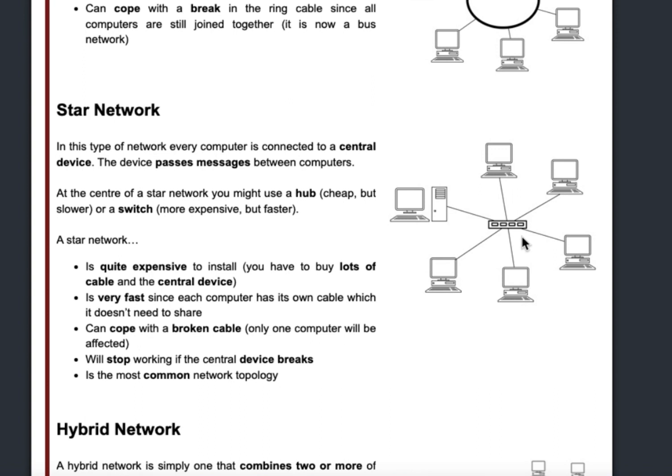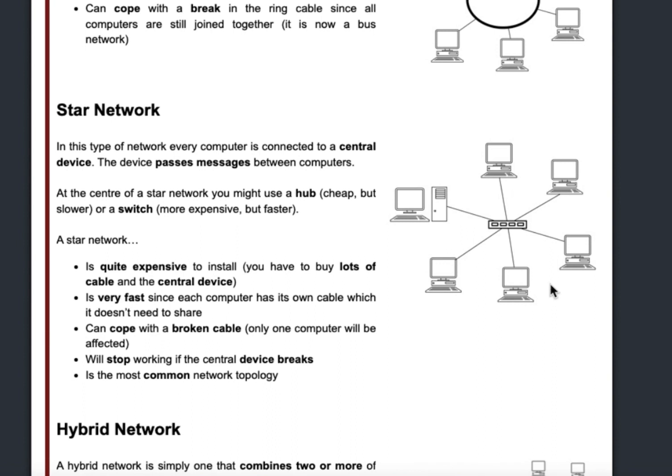Another thing is that it can cope with a broken cable. Only one computer will be affected. For example, if this cable is broken, only this computer that has the cable to the switch will be affected. Every other computer on the network is working perfectly fine. Only the one whose cable is broken, you just have to change. So this gives it another advantage over the bus network.